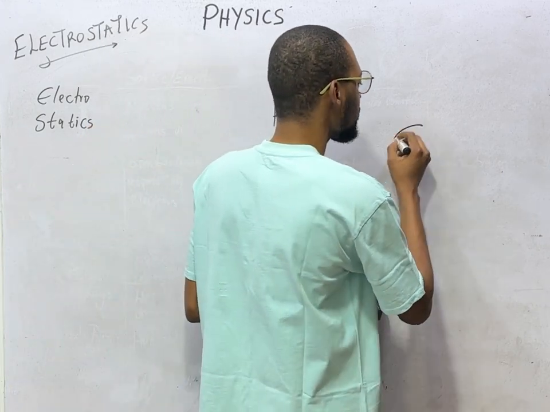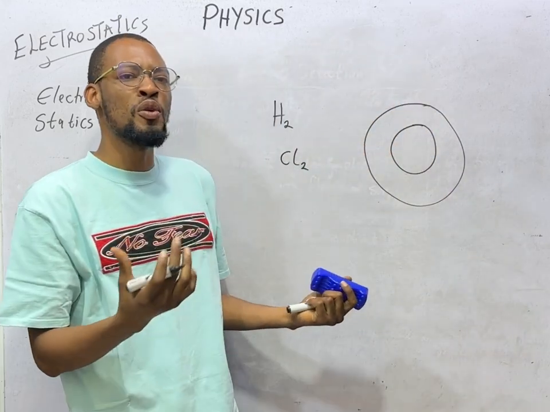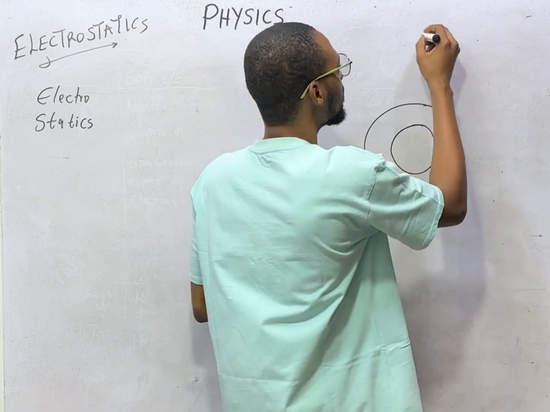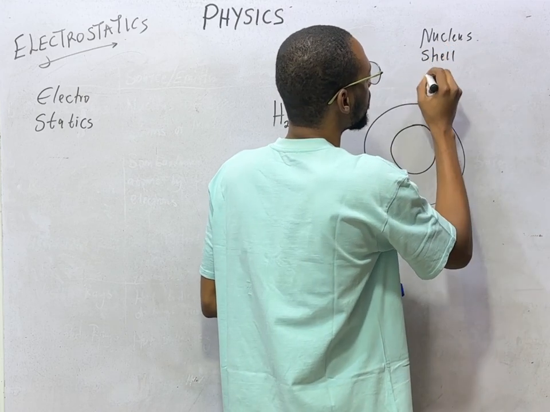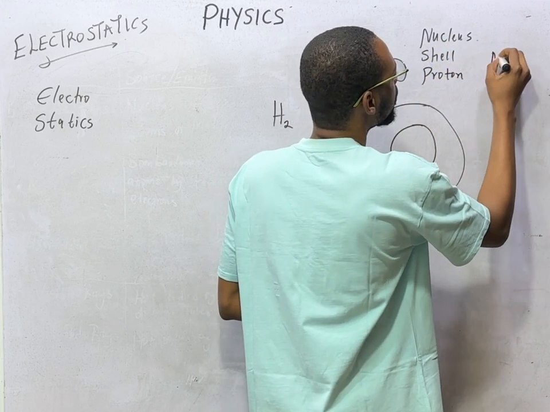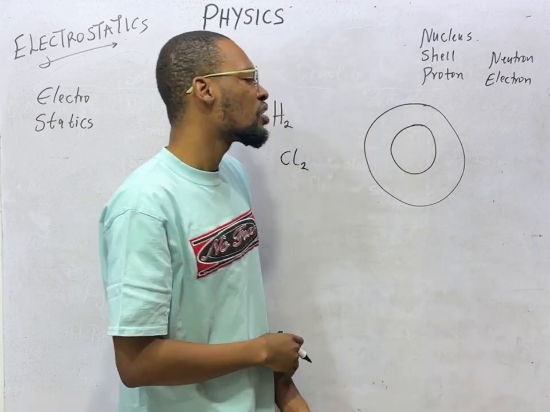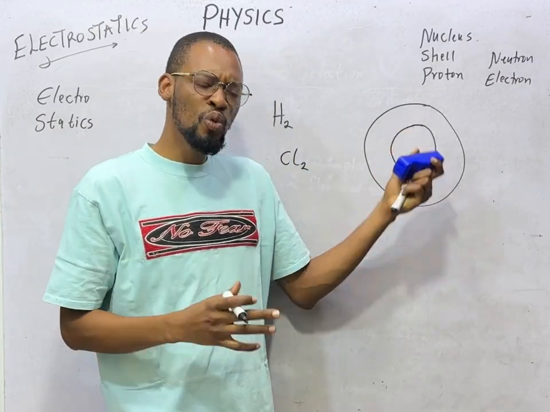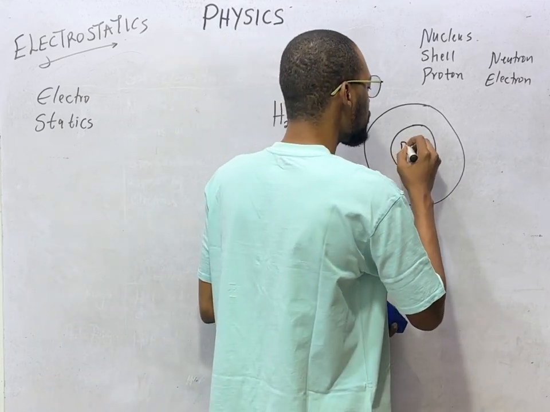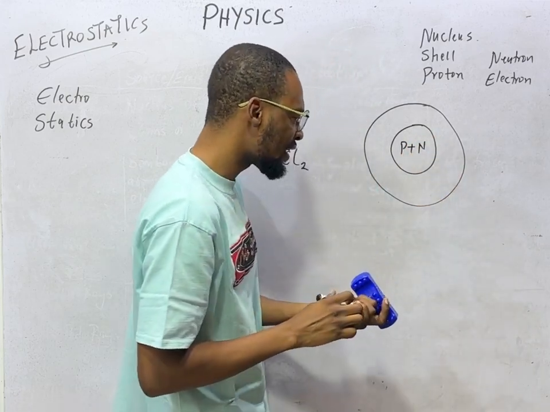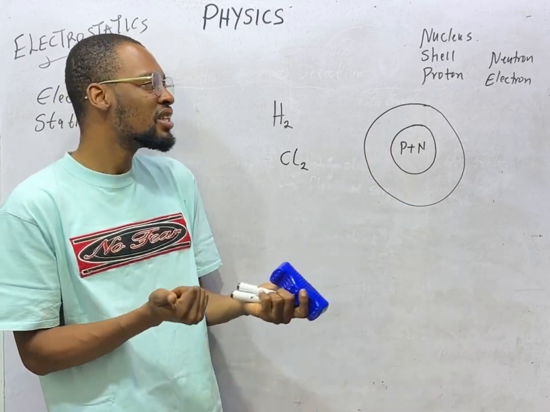Let's draw something like this. The structure of the atom comprises what we refer to as the nucleus, the shell, proton, neutron, and electron. Now, this nucleus is where the mass of the atom is concentrated. The nucleus basically comprises proton plus neutron. This is why the atomic mass of any atom is the sum of proton and neutron, and it is concentrated in the nucleus.